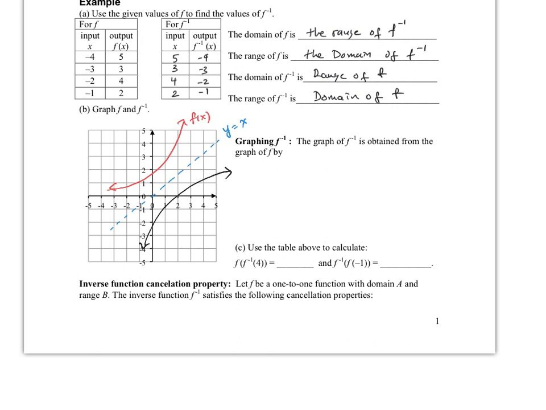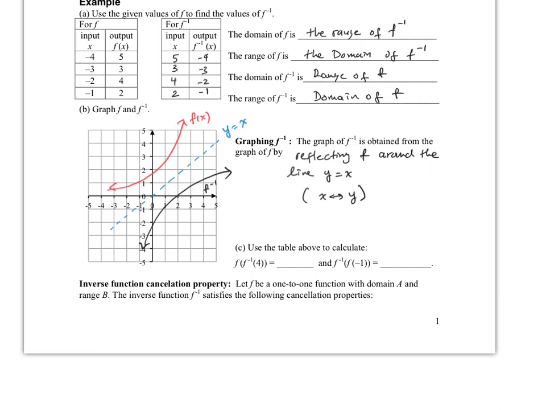So it's just a reflection, which technically means you're just switching the x values for the y values. Therefore, the graph of f inverse, which is this one, is obtained from the graph of f by reflecting f around the line y equals x. All the values for x you change to y, and all the values for y you change to x.